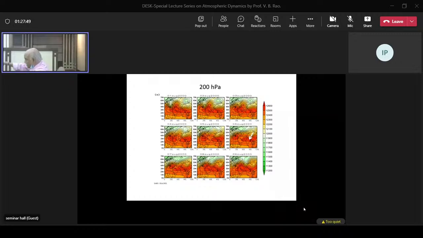It is a surface high. By about 800 it doesn't exist. Very, very shallow. And these are things very simple to understand through the hydrostatic approximation. I will explain next time. Very simple, you can get it. Okay?